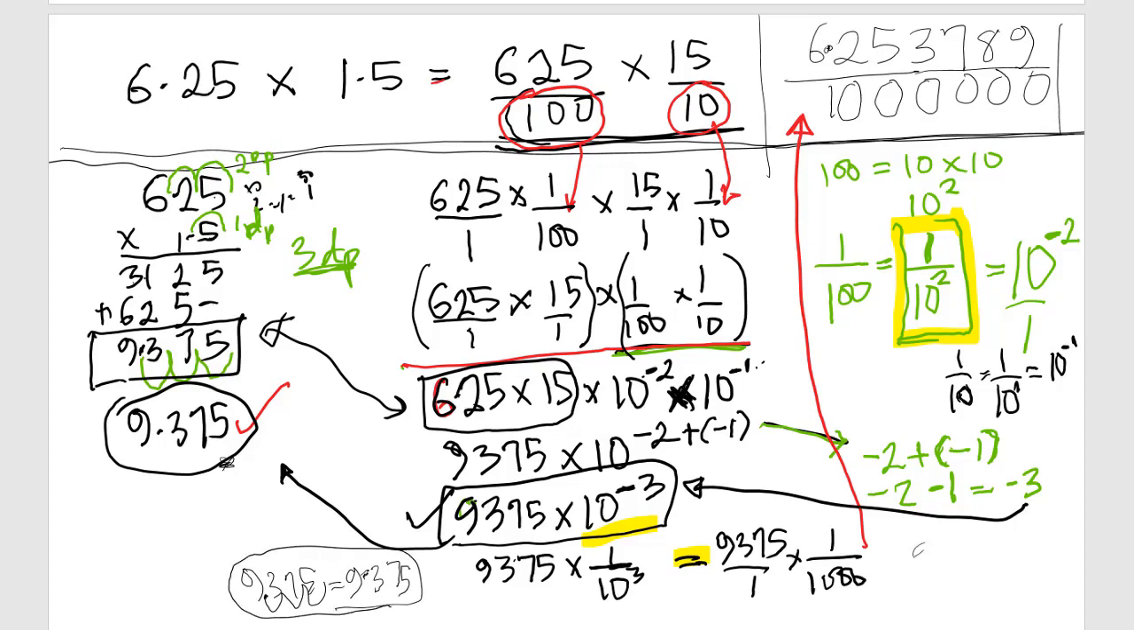But if we do 9375 over 1000, you write the first 0 here under 5, second 0 under 7, third 0 under 3, then 1, remember, you put it in between 9 and 3. So that's another way to get to this answer. Automatically you have 9.375. So that is all about the multiplication of decimal numbers.